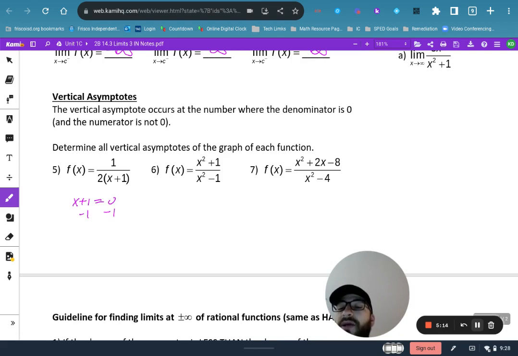Minus 1, and that gives us x is equal to 1. Let's look at 6. We have x squared plus 1 over x squared minus 1. So this one we have to do a little bit of factoring. X squared plus 1, I can't factor that into anything, but x squared minus 1, I can factor into x plus 1 over x minus 1.